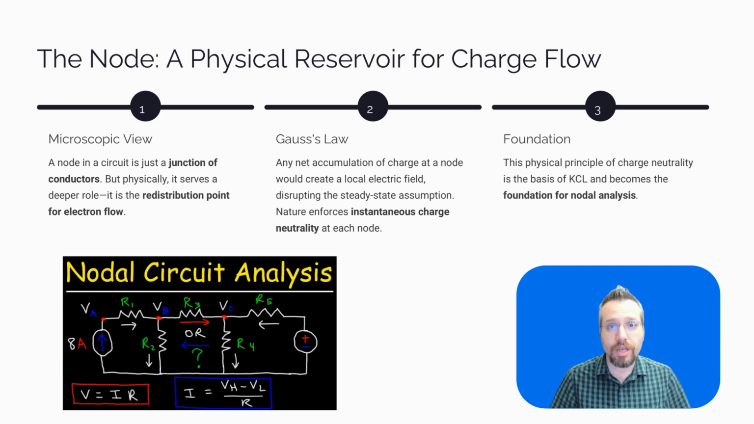A node is not just a connection point, it's a junction for charge flow. Let's go to the atomic scale. At a node, free electrons arrive and depart. If more arrive than leave, net charge builds up, which creates an electric field that pushes back. But in a steady-state DC circuit, nature quickly counteracts any buildup. That's why we assume the summation of all I at every node is equal to zero. This is Kirchhoff's current law derived from the continuity equation, which is ∂ρ/∂t plus divergence of J equals zero. In steady state, ∂ρ/∂t becomes zero. This reduces to divergence of J equal to zero. So KCL is just a restatement of charge conservation.